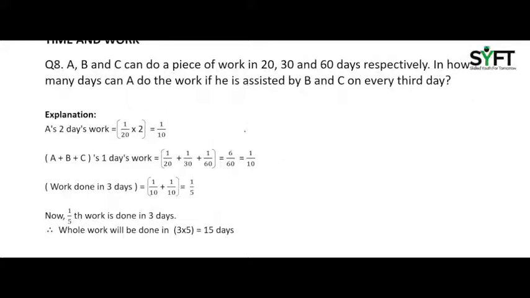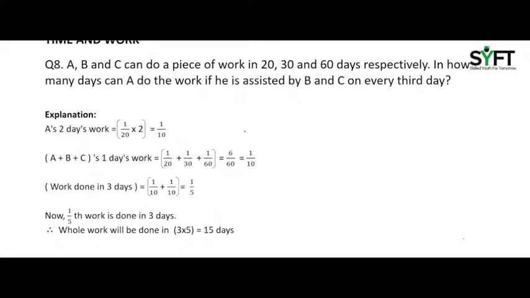Number 8. A, B and C can do a piece of work in 20, 30 and 60 days respectively. In how many days can A do the work if he is assisted by B and C on every third day? Repeat, every third day.